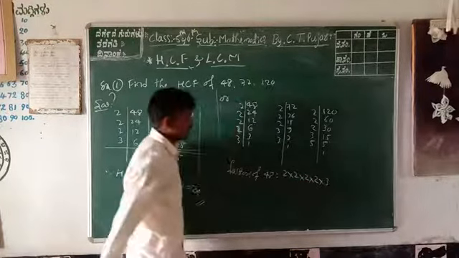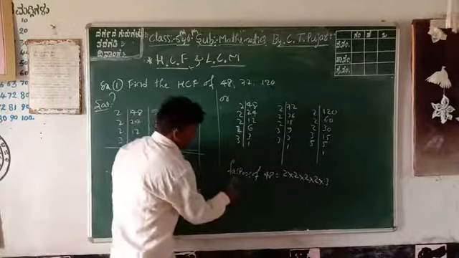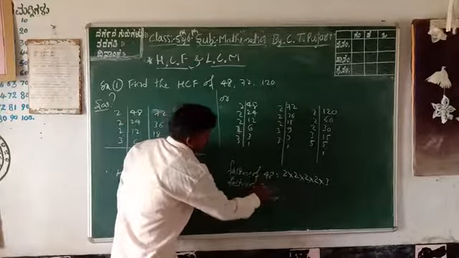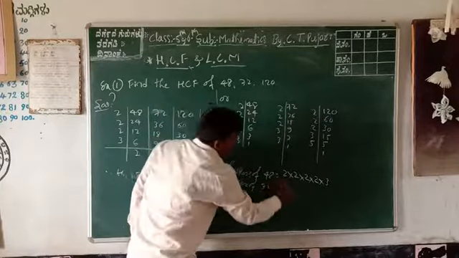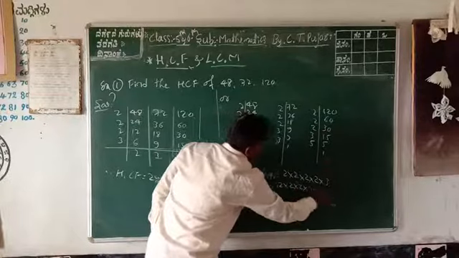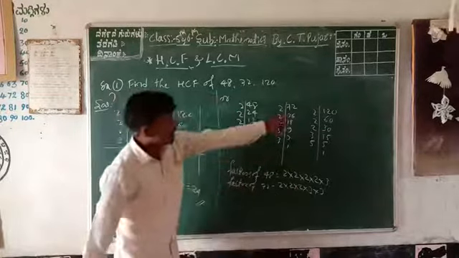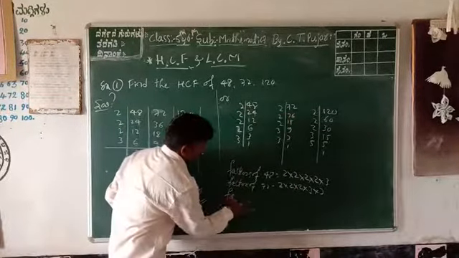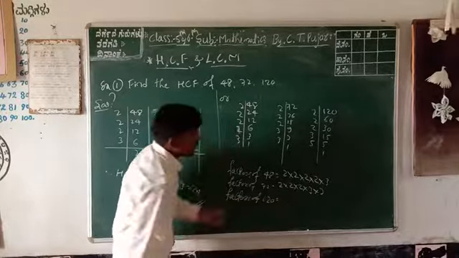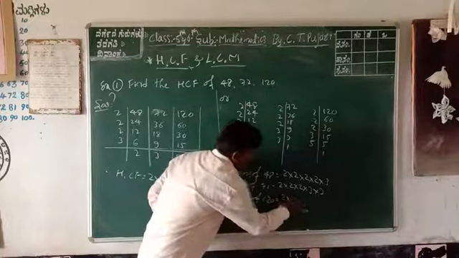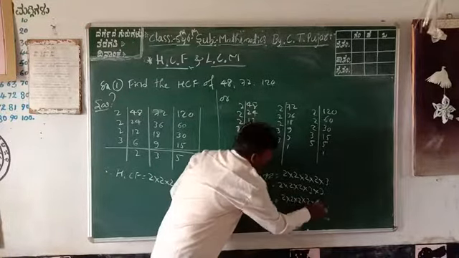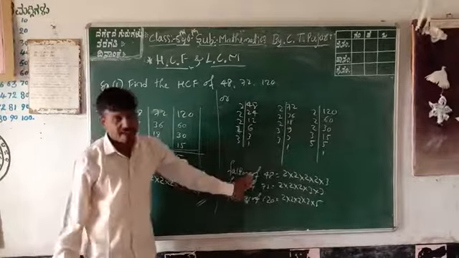Factors of 72 is equal to, again, 2 into 2 into 2 into 3 into 3. What about the next one? Factors of 120 is equal to, again, 2 into 2 into 2 into 3 into 5. This is the prime factorization method.